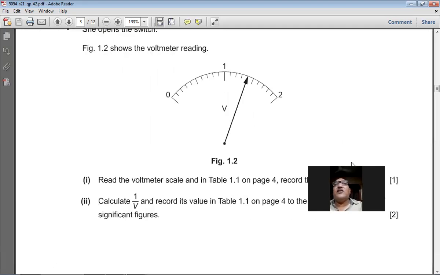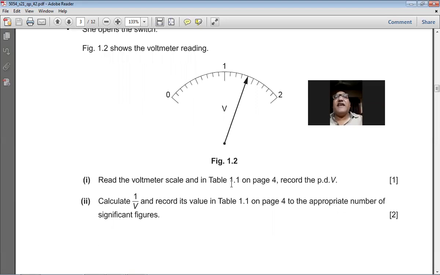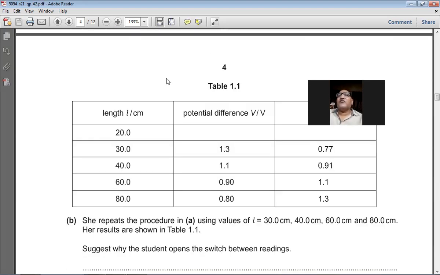Hopefully you have understood. It says read the voltmeter scale, in table 1.1 on page number 4, which is the next page, record the potential difference V. So we noted down that the reading is 1.4 volt. Then it says calculate 1 by V and record its value in table 1.1 on page 4 to the appropriate number of significant figures. So I will reciprocate 1.4, 1 divided by 1.4. Whatever answer comes on the calculator, I will note it down.